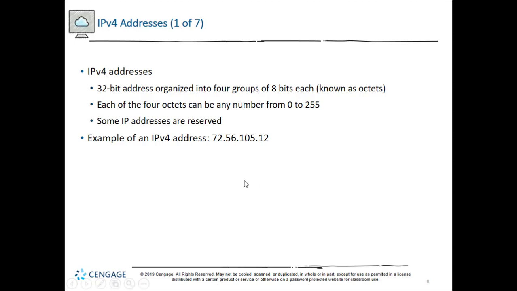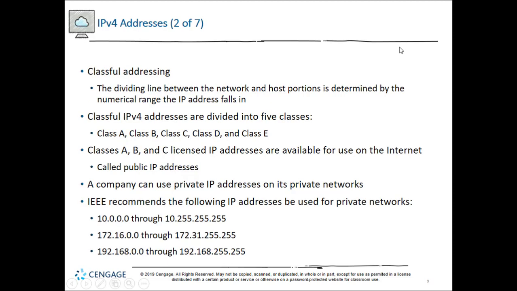Some IP addresses are reserved and cannot be used. For example, the 10 dot addresses are private. The 172.16 all the way to 131 are private. The 192.168.0.0 to 192.168.255.255 are all private addresses. These are what we normally see inside of our networks.